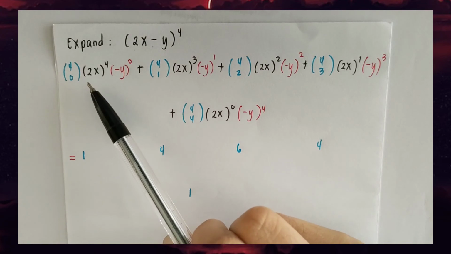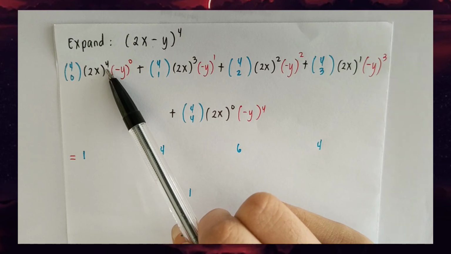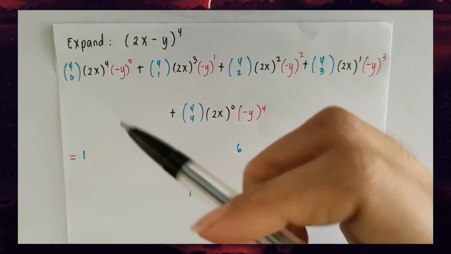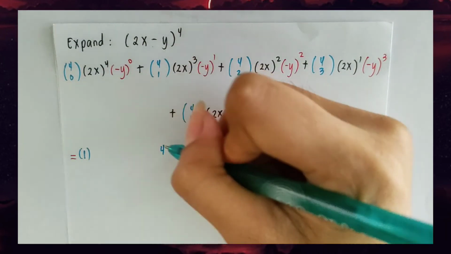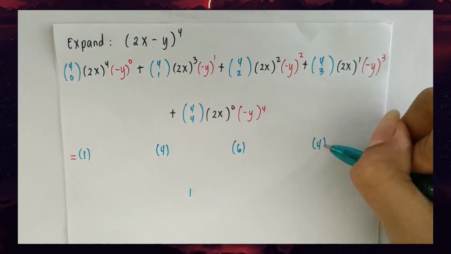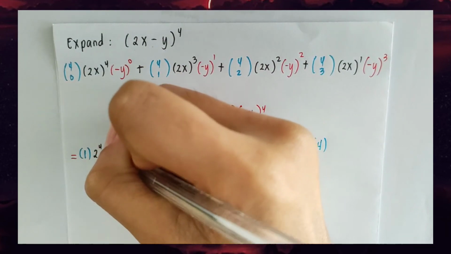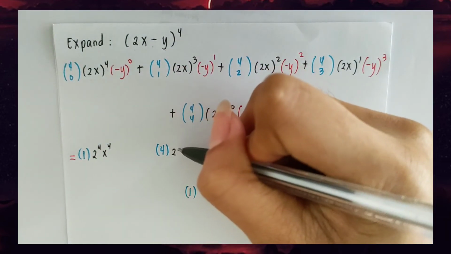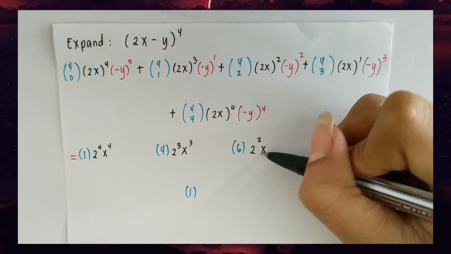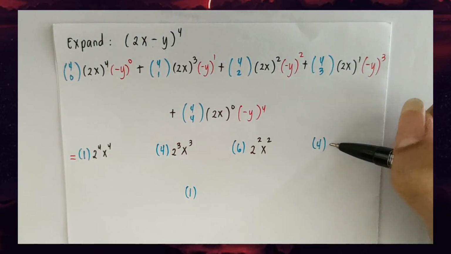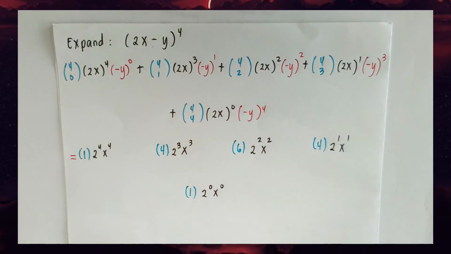Okay, let's compute our first term. Laws of exponent. So we need to distribute our exponent for both 2 and x. So we have here, let me close this with parentheses. We have 2 raised to 4 x raised to 4. Next, 2 raised to 3 x raised to 3. 2 raised to 2 x raised to 2. 2 raised to 1 x raised to 1, and then 2 raised to 0 x raised to 0.